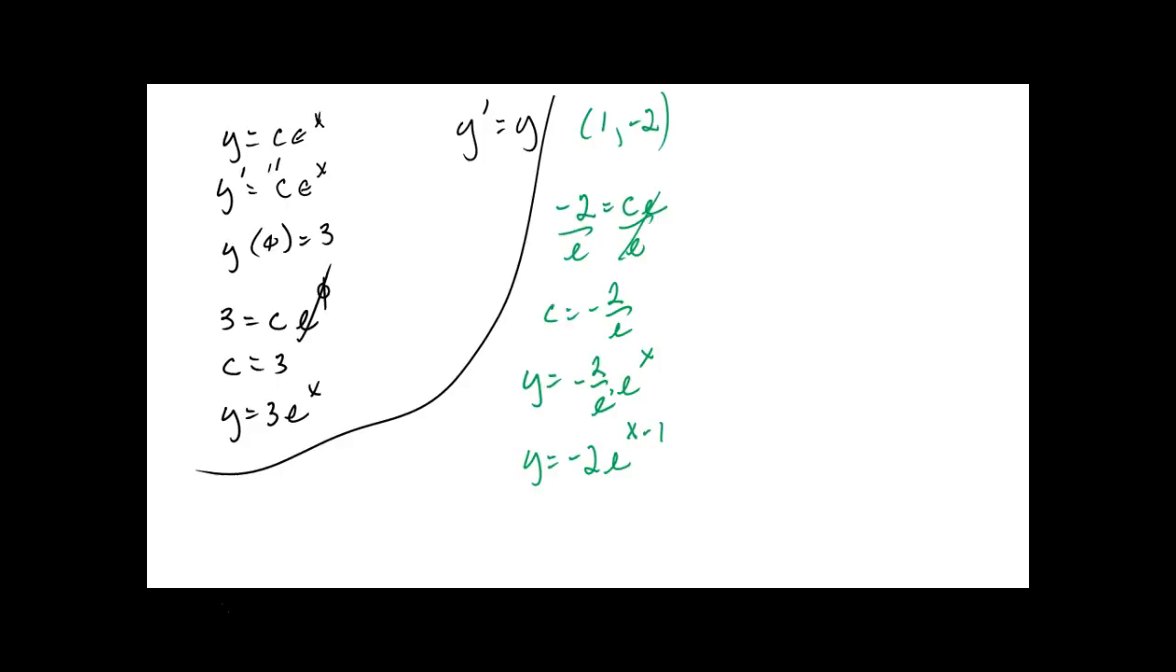You couldn't say, let's see, could you? Yeah, I guess you could. 1, 3. You could just pick any point in the coordinate plane, anywhere, find this function, c e to the x, find the c that makes it go through that point. Okay.